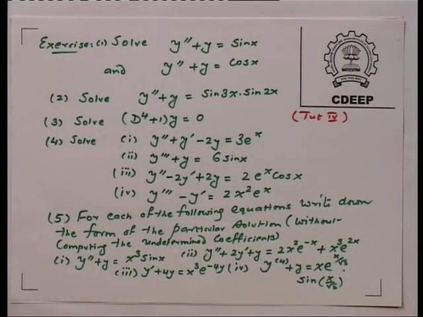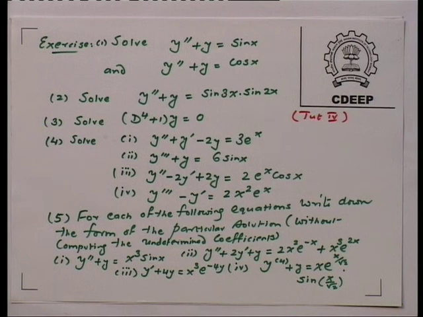Solve y double prime plus y equal to sin x, solve y double prime plus y equal to cos x. Simultaneously you can solve both of them because you can annihilate both of them simultaneously by applying D squared plus 1, correct. Both the problems can be done at one stroke. Solve y double prime plus y equal to sin 3x into sin 2x, second one. Are you going to find the annihilator for the product?